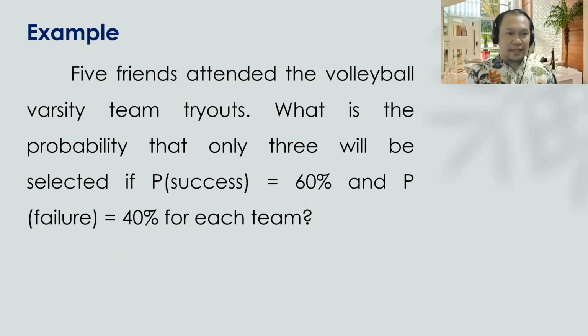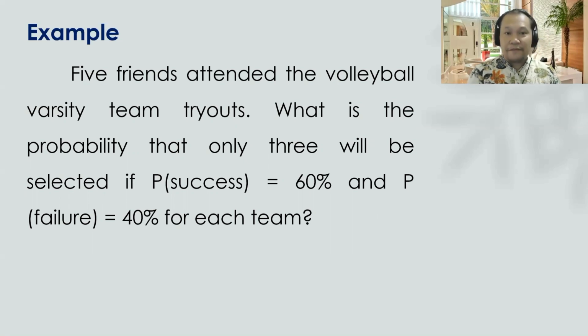Now, in this case, our example for the given problem, we have 5 friends who attended volleyball varsity team tryouts. What is the probability that only 3 will be selected if the probability of success is 60% and the probability of failure is 40% for each team?